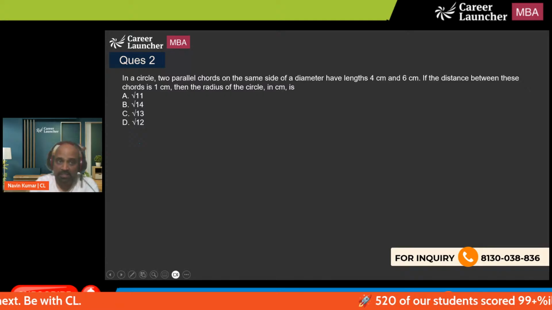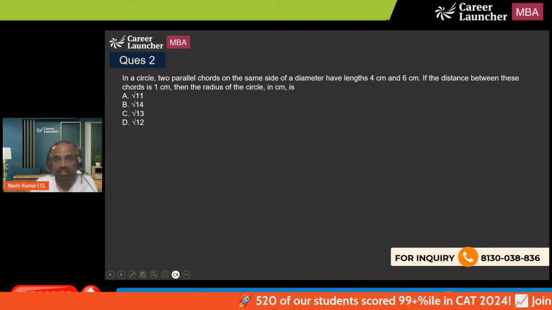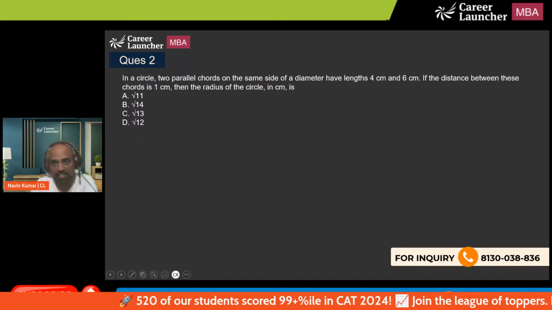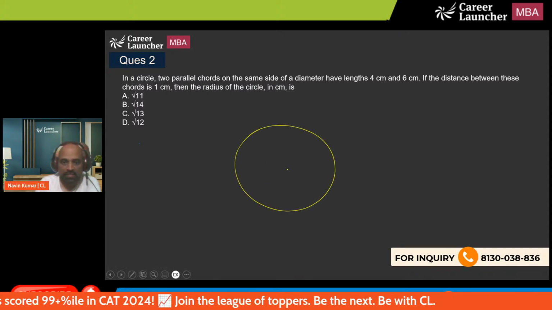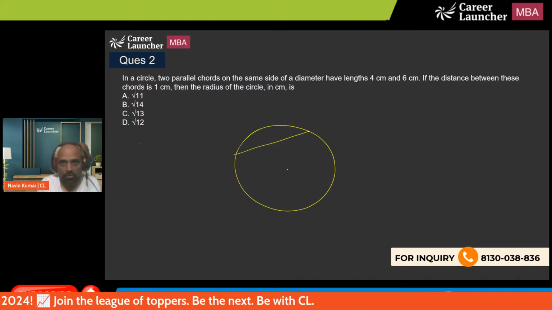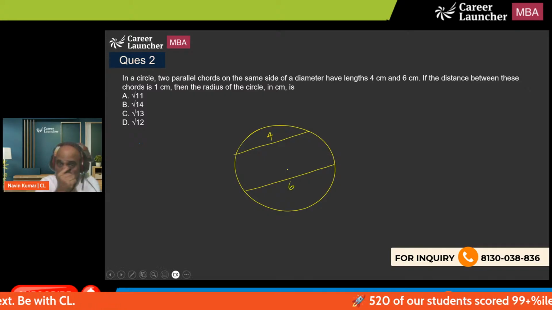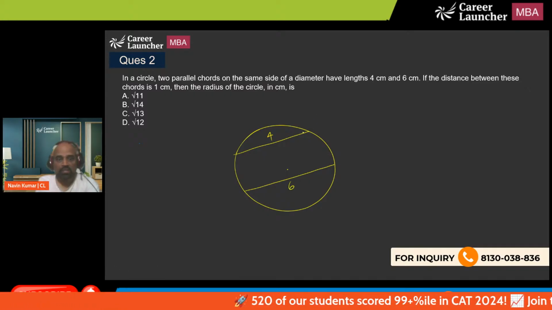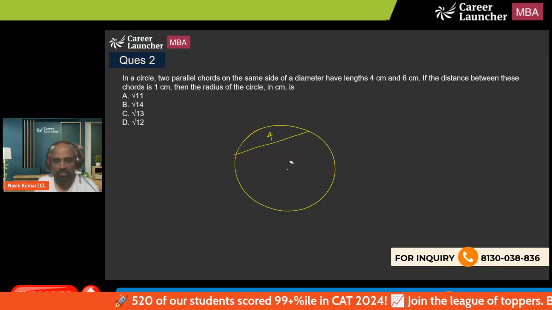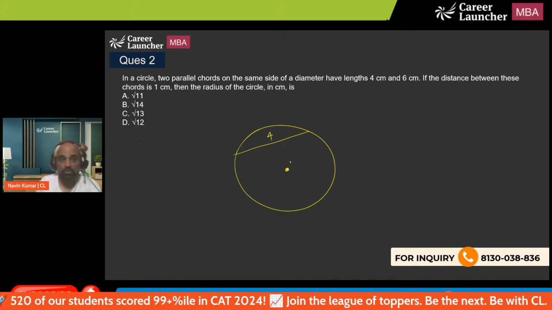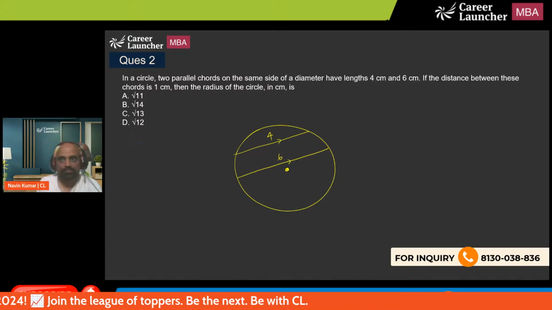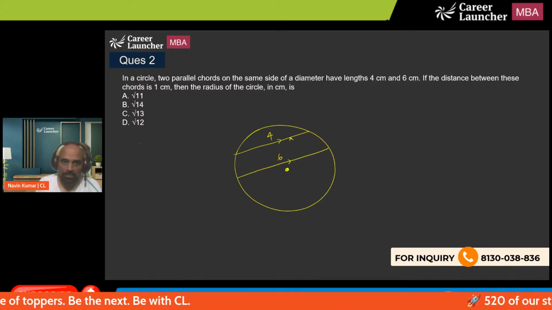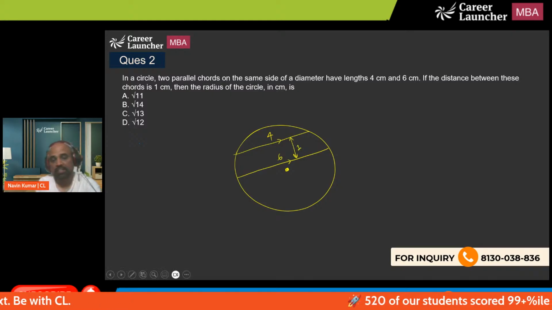Okay. In a circle, two parallel chords are on the same side of the diameter and have lengths 4 and 6 centimeter. So we are going to have a circle, and in this circle, we need a chord whose length is 4 and a parallel one whose length is 6. They need to be on the same side. So if I take this to be the center, I draw them parallel, and this is 6. And we are told that the distance between them is 1.